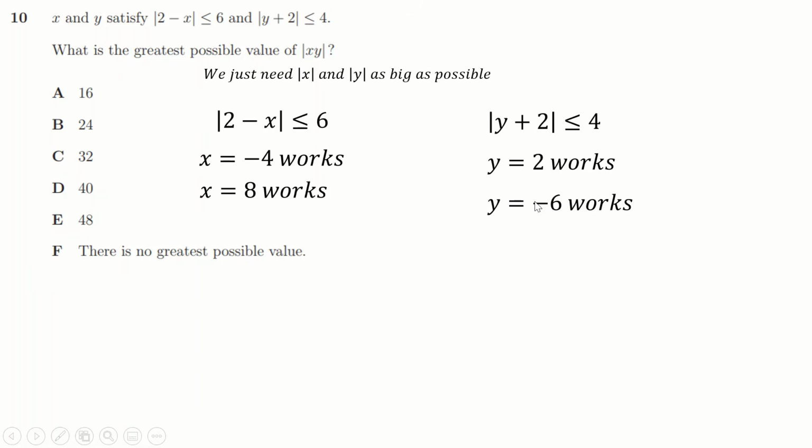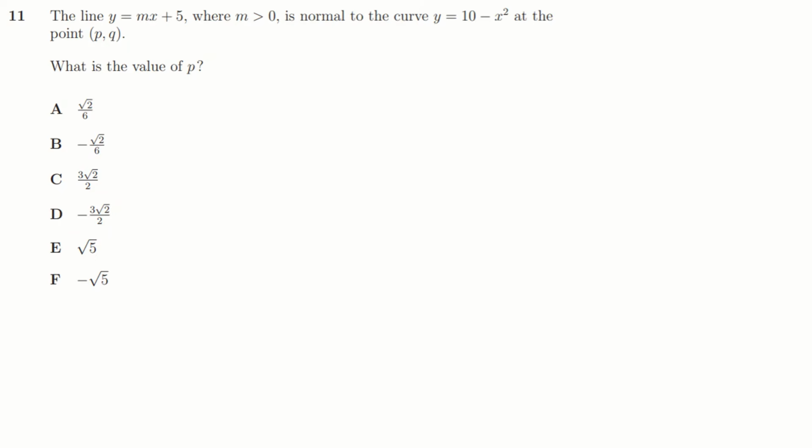So I'm going to choose 8 and minus 6, which multiplied together make minus 48. But when you mod them, they make plus 48, which is the biggest one I can make. And so it's 48. Quite a nice question. Not seen much like it in TMUA before.